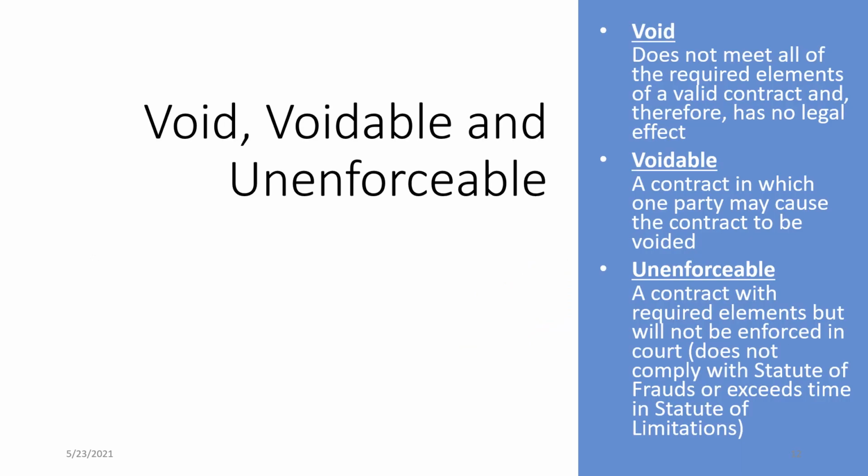Void, voidable, and unenforceable. A void contract does not meet all the required elements of a valid contract and therefore has no legal effect. You might as well throw it in the trash. A voidable contract, on the other hand, is a contract which one party may cause to be voided, but the other party is required to perform. Unenforceable is a contract with all the required elements but will not be enforced in a court because of one of 2 things. It either does not comply with the statute of frauds or exceeds the time in the statute of limitations.